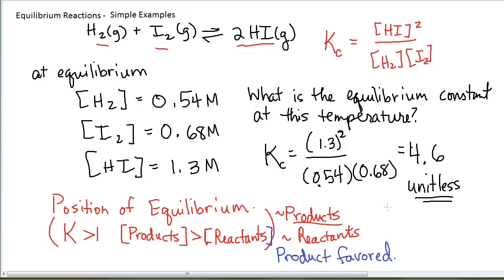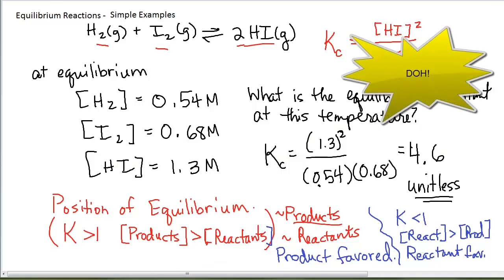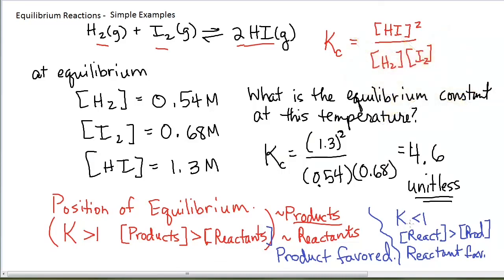If, on the other hand, the equilibrium constant is less than 1, that means my ratio would give me a smaller numerical value than 1. My reactants would be on average larger than my products at equilibrium. Reactants are larger than products, and this would be considered a reactant-favored reaction. I also could talk about the fact that the equilibrium lies to the left, or that this is a reactant-favored reaction. So if the equilibrium constant is less than 1, the reactants would be larger than the products at equilibrium, which means this is a reactant-favored reaction.